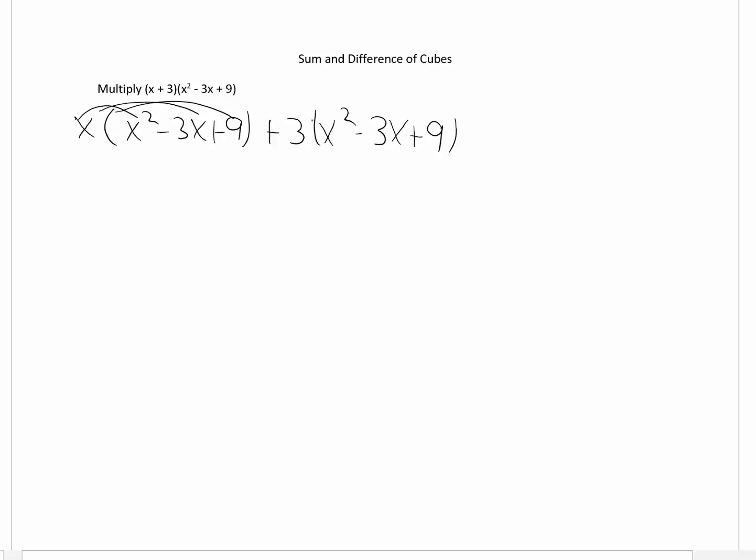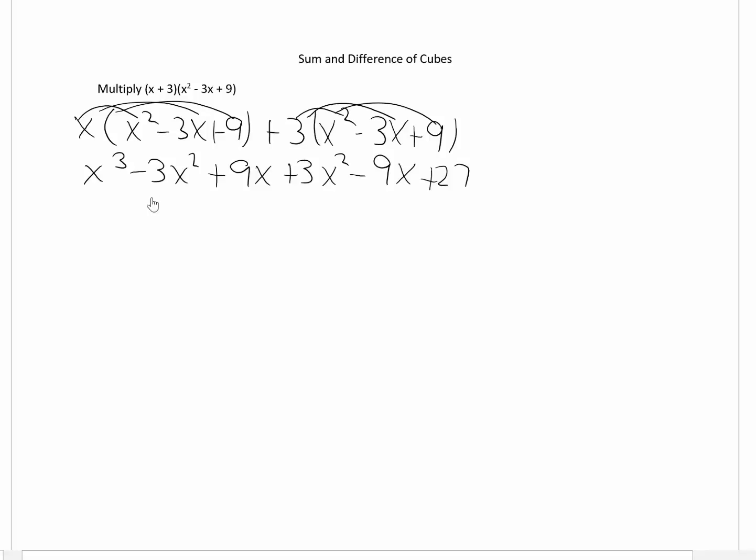In this video, we're going to talk about sum and difference of cubes. Before we do that, I want to multiply this binomial times this trinomial. So I'm going to use the distributive property and set it up as such. So I will now use the distributive property to multiply, and when I do that, I get this.